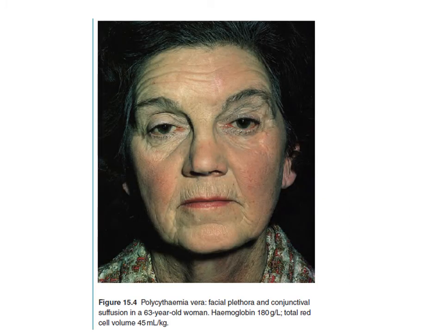Now, this is a patient with polycythemia vera, facial plethora and conjunctival suffusion in a 63-year-old woman. Now, you can see the face. If we see this patient, just from the face you can assess. So, most probably this patient is suffering from polycythemia vera. In this case, hemoglobin is about 180 grams per liter, 18 grams per deciliter, and red cell volume is 45 ml per kg. All these are increased.